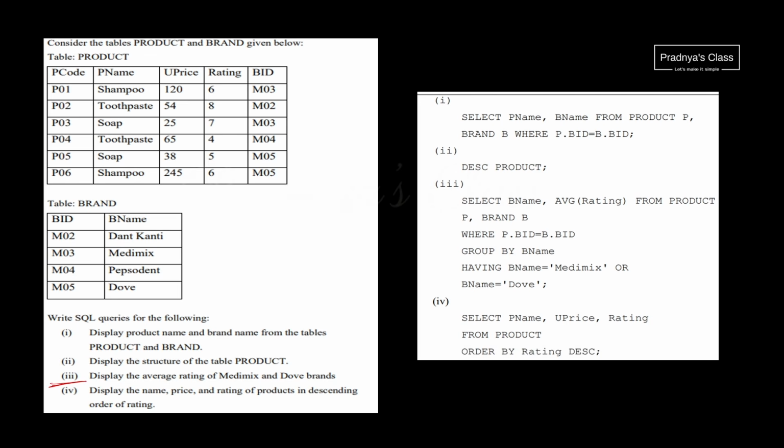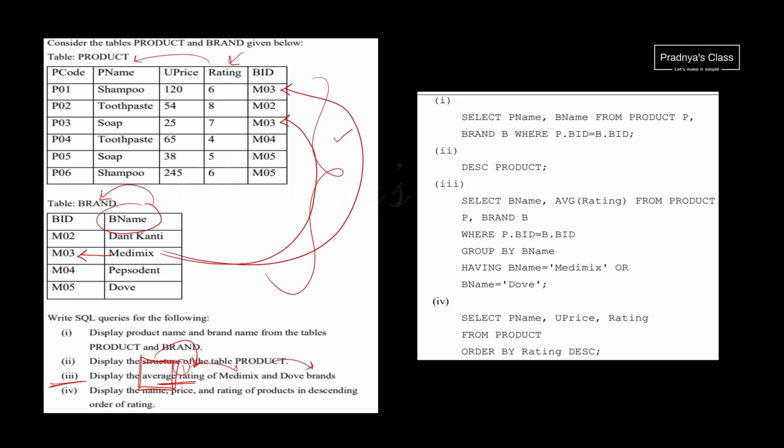Let's try to read the third instruction. Display average rating of Medimix and Dove brand. The name of the brand we will be getting in the brand table. For that we need to print the average rating. Rating we are getting in the product table. It means we need to deal with both the tables. When we match the common column, it is clear that there are two ratings for the Medimix brand. Then what about Dove brand? For it also there are two ratings. Means here we need to do grouping based on the brand name.